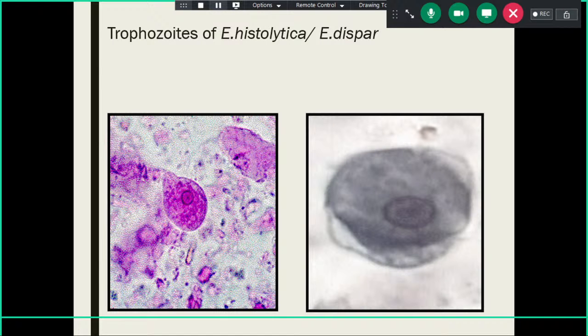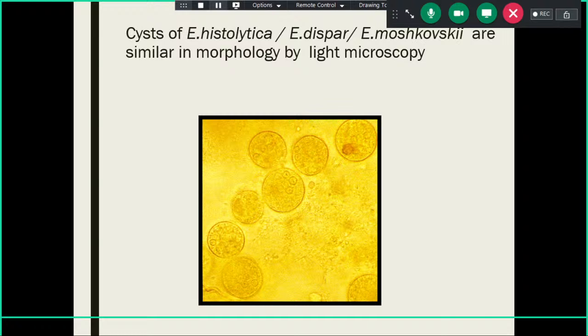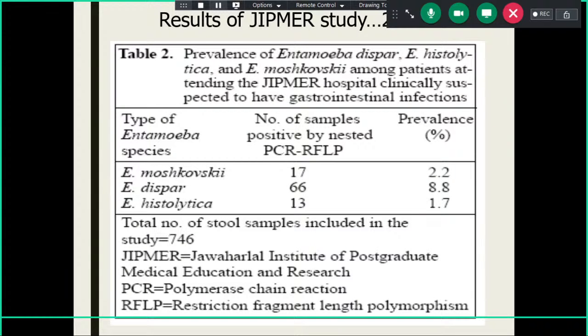Microscopically it is very difficult to differentiate. It is almost impossible, but when we have looked molecularly, cases are found where the patient came to the clinician with gastrointestinal signs and symptoms but was found to be dispar or moscovi.